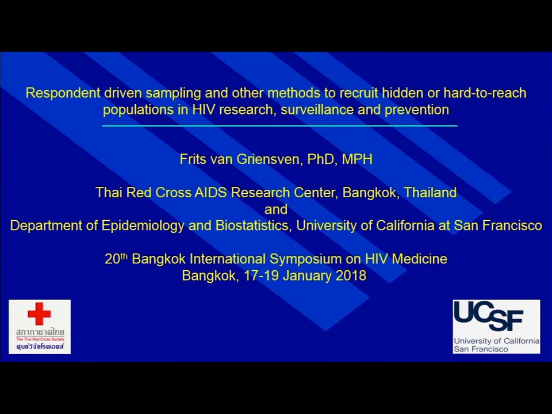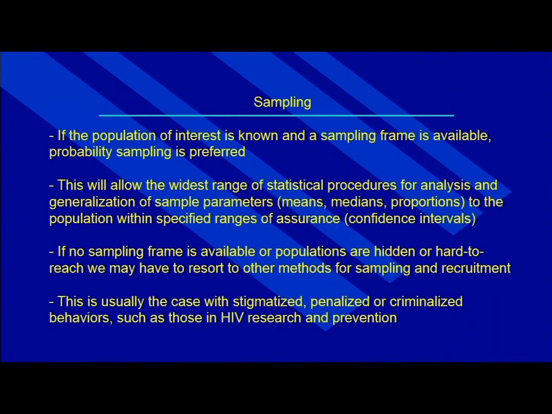So we'll really go to another area of epidemiology, if you wish, or social epidemiology, or even social science. What we do in sampling usually, if the population is known and we have a sampling frame, of course we would like to do probability sampling, because that will allow the best data for us to do multiple statistical procedures and comparisons, and we can generalize sample parameters to the population, etc.